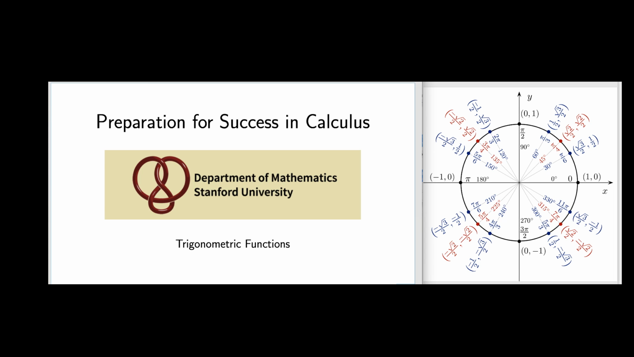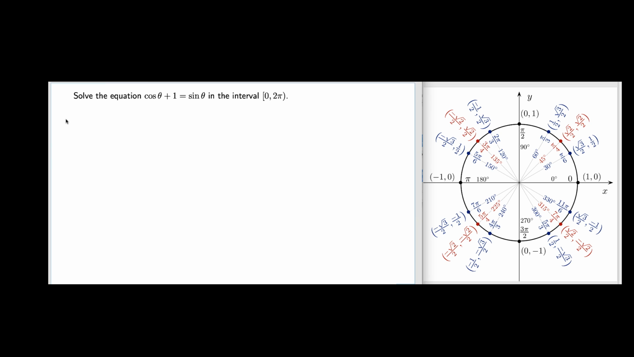In this lesson, we're asked to solve the trigonometric equation cosine theta plus 1 equals sine theta in the interval 0 to 2 pi. Now this one is a bit different than the other trigonometric equations we've looked at so far, in that we have both a cosine theta and a sine theta to deal with.